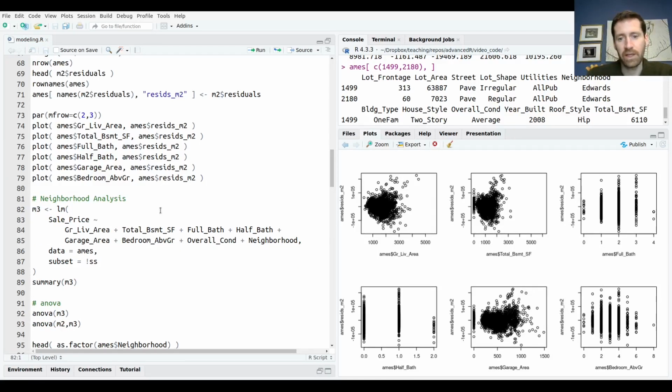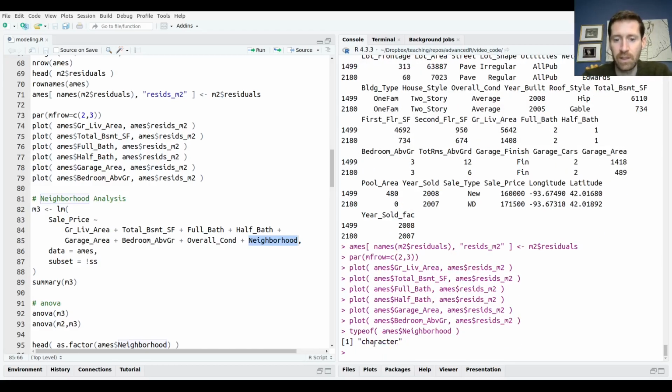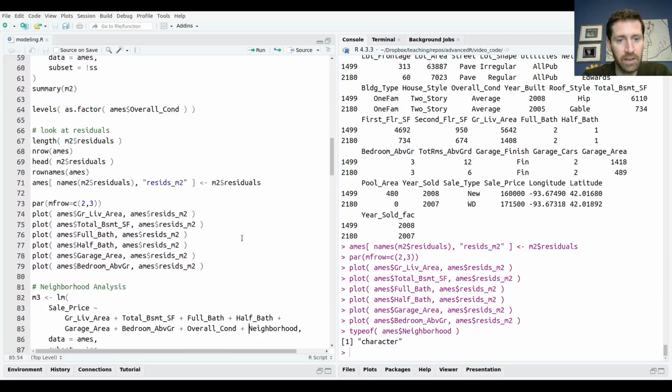All right, now I want to look at the neighborhood variable. To keep things simple, I didn't add it to our first model, but as you know, the location of a house is very important to its price. So I'm going to go ahead and add neighborhood. Now, if you do typeof Ames$Neighborhood, it's a character vector. And just like with overall condition, which is also a character vector, R will automatically convert it to a factor when you try to put it in a model. That reminds me, I need to add YearSoldFac.